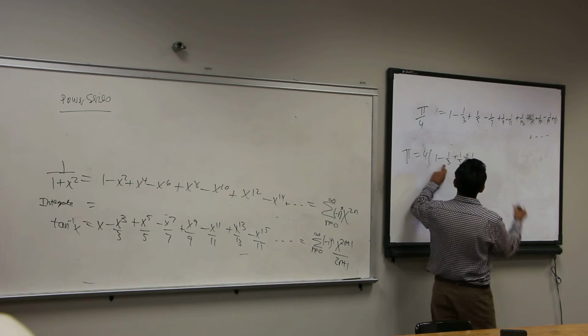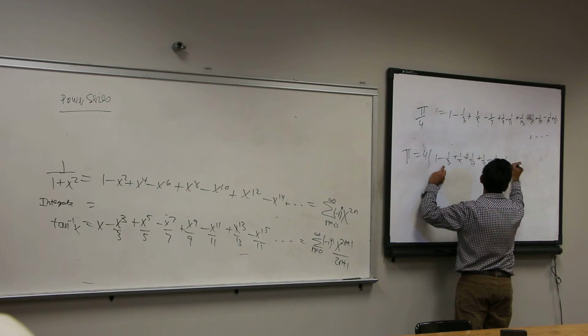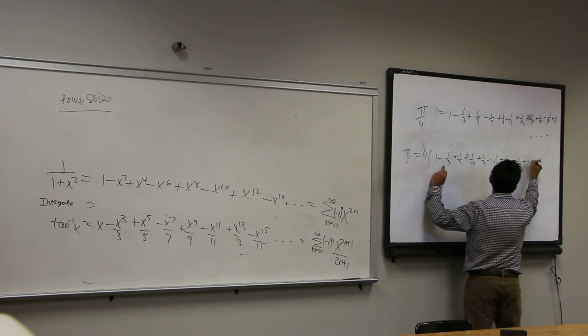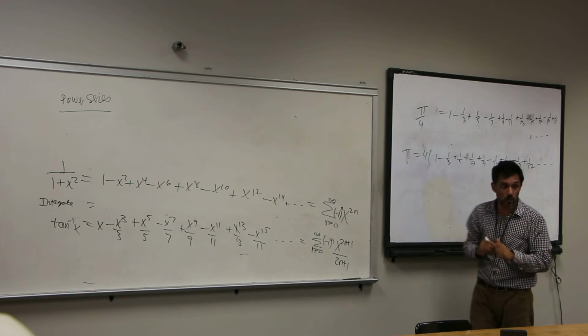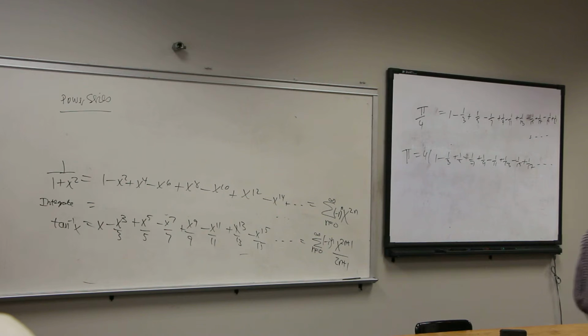But I'll show you. Plus 1/19 minus 1/21 plus 1/23 minus 1/25 plus 1/27. Keep going. Let me do a few. Let me add the first. Who's going to calculate? Do the first one. Of course, I have to multiply by 4.